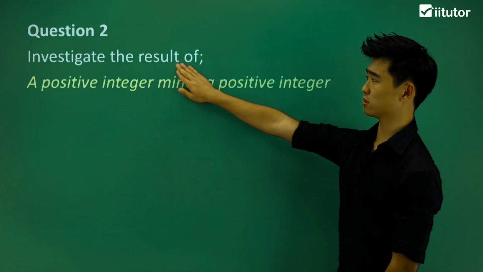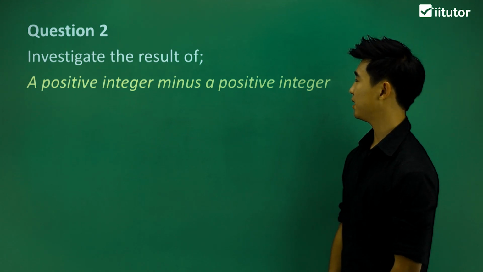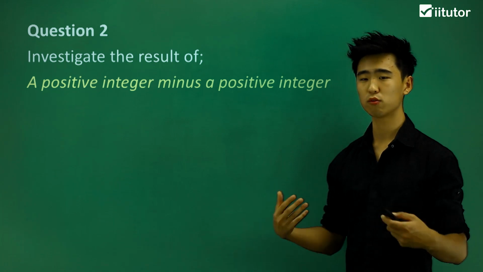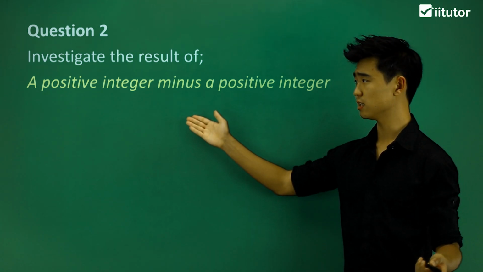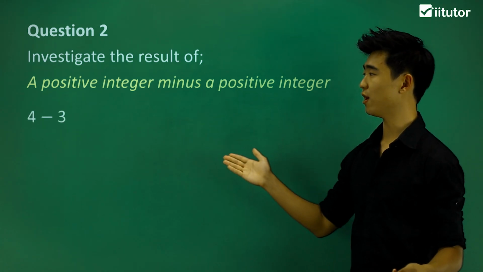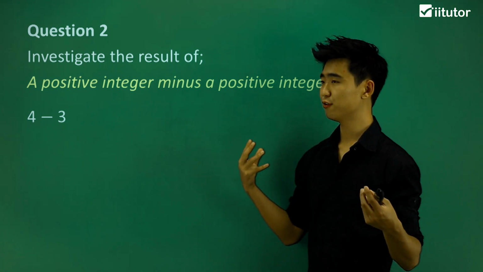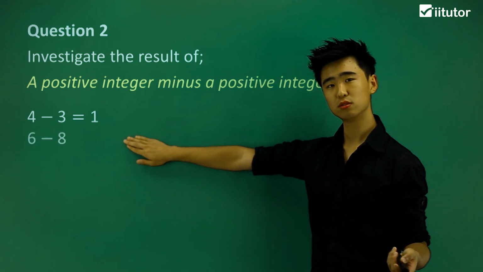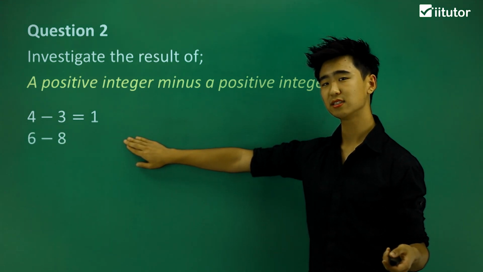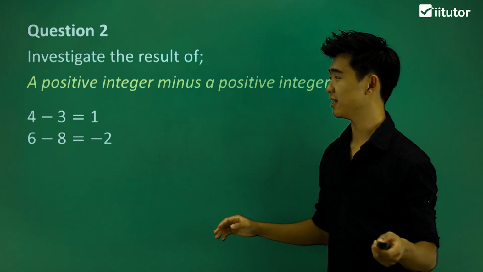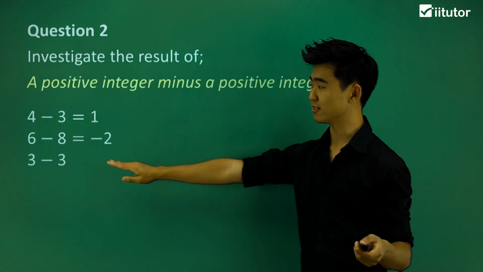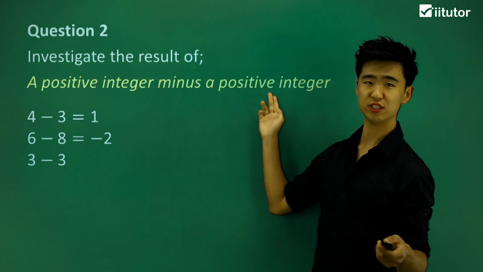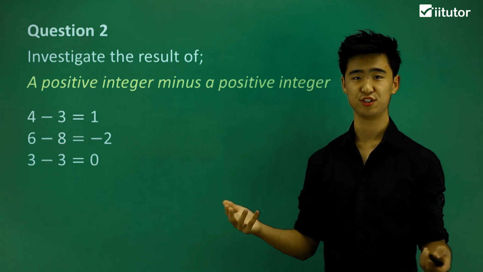Alright, investigate the result of a positive integer minus a positive integer. So two positive integers minusing together, what result would that give me? Again, let's think of examples. 4 and 3. 4 take 3 is just 1. Let's try another example. 6 minus 8 is negative 2. And one more. 3 minus 3. Since 3 is a positive integer and 3 is also a positive integer, 3 minus 3 is 0.